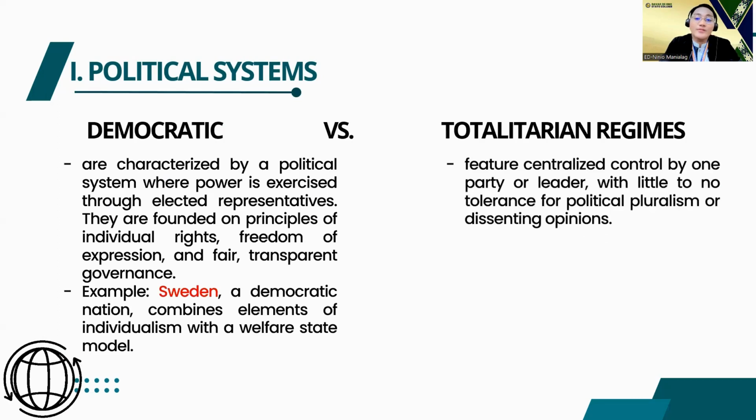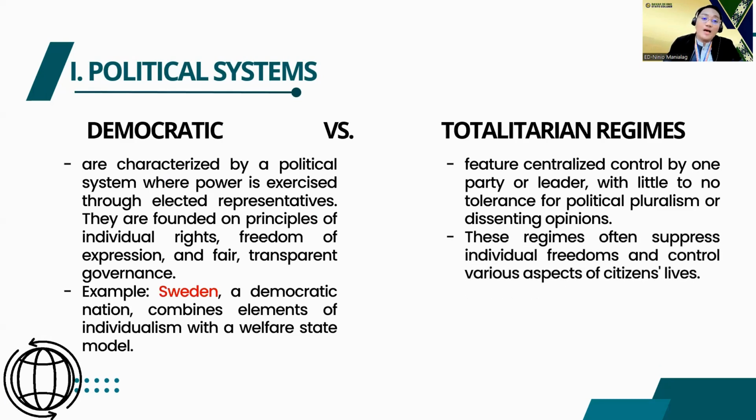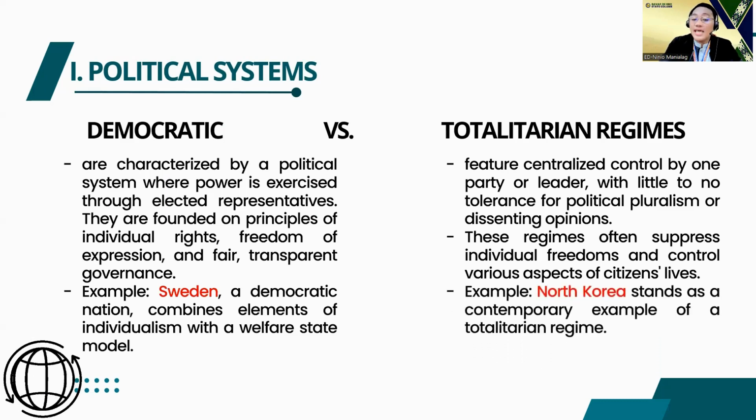On the other hand, a totalitarian regime features centralized control by a party or leader with little to no tolerance of political pluralism or dissenting opinions. These regimes often suppress individual freedom and control various aspects of citizens' lives. The best example for this is North Korea, which stands as a contemporary example of a totalitarian regime. The government exerts control over all aspects of life, including the economy, media, and political expression, aligning with collectivist and authoritarian principles.